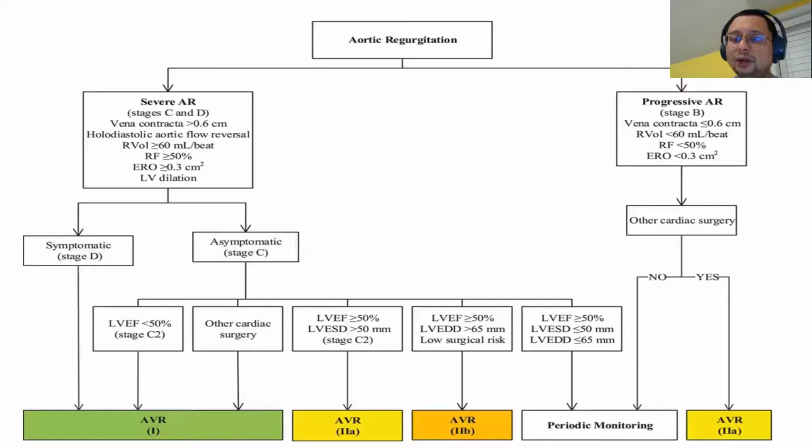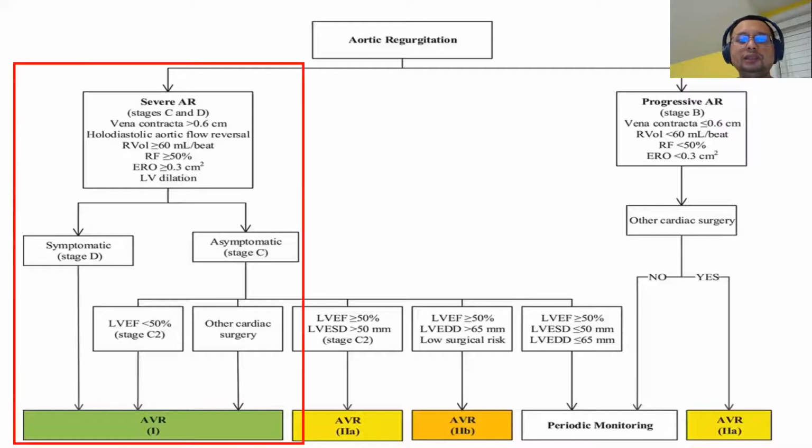This is the guideline on aortic regurgitation. So for me, the way to think of valvular disease is simple. Think about whether it is severe or not. And when it's severe, see whether it's symptomatic and whether the LV has decompensated or not. So if we look at the list here, for example, if you have severe aortic regurgitation, you have fulfilled the echo criteria. If you're symptomatic, which is stage D, that is a class 1 indication to go for AVR.